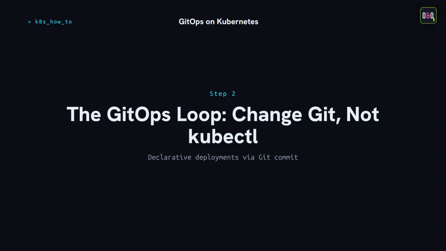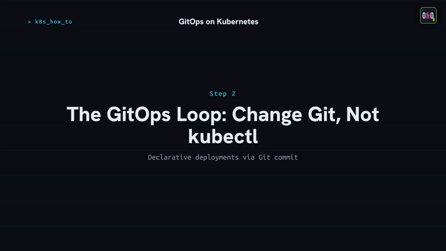With ArgoCD managing our application, the deployment workflow fundamentally changes. We never run kubectl apply or kubectl scale directly. Instead, every change flows through Git. Edit the manifest, commit, push. ArgoCD detects the new commit within 3 minutes by default, diffs the desired state against the live cluster, and automatically applies the changes. Let us demonstrate the GitOps loop in action.